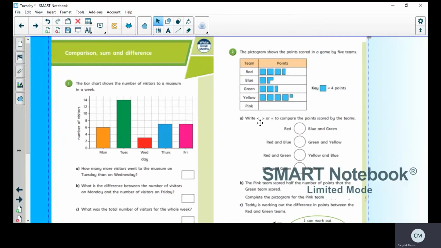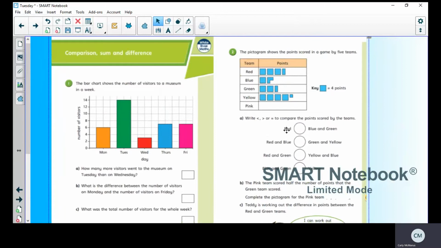And here you can see the greater than and equal to signs. So red and blue and green. So red, there is 4, 8, 12, and then 2. So that's 14. And blue and green combined is 4, 8, 12. That represents 3. So that's 15. That represents 2. So that's 17. So there's 17 on this side.